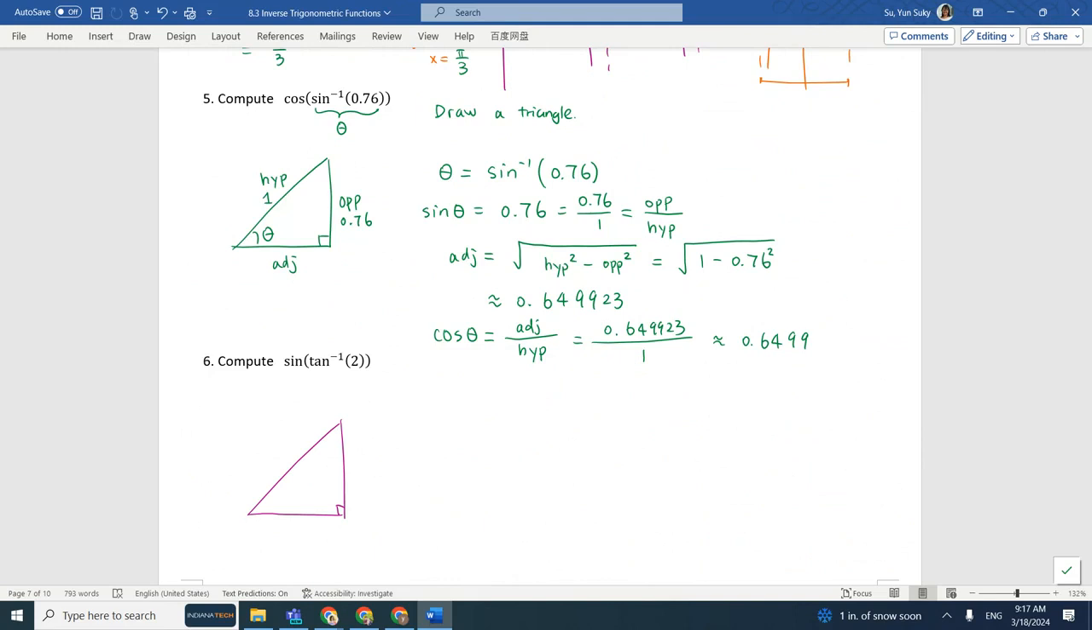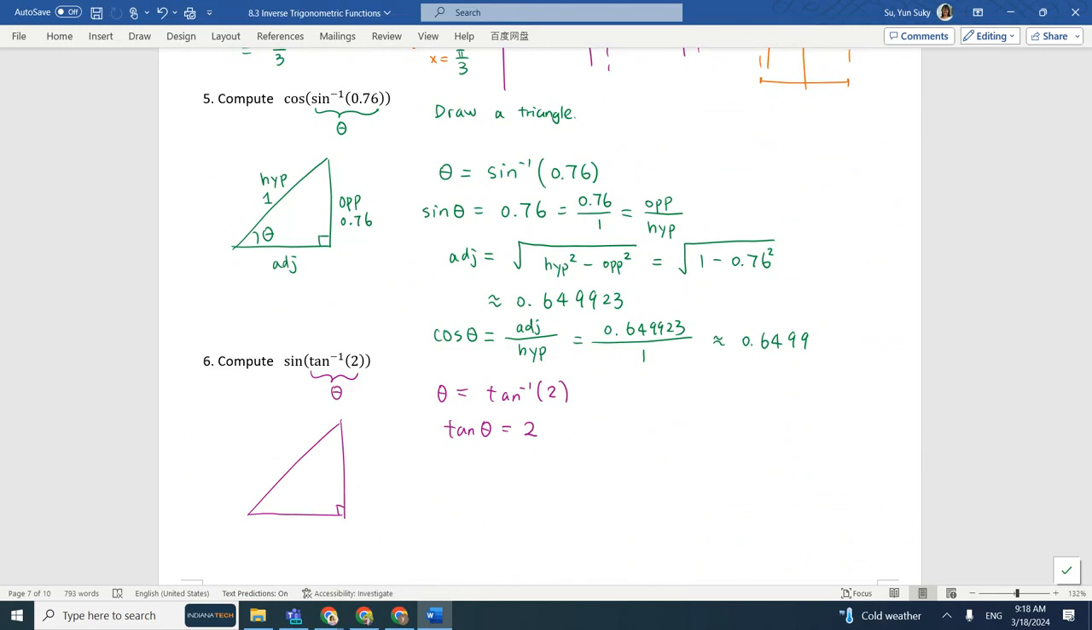So we draw it, and you know the inner function is the angle theta. So theta is arctangent of 2, which means tangent theta is 2. Is that okay, everybody? You apply tangent on both sides, and tangent of arctangent is 2, because they are inverse functions. So tangent theta is 2.